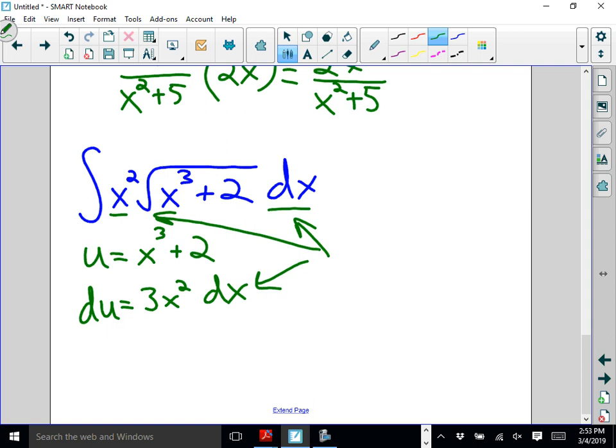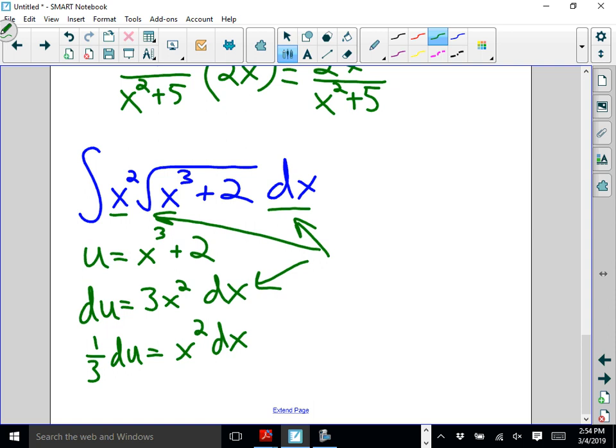What number could I multiply by that's going to get rid of the 3 and have it just be a 1? Well, the number I'm going to multiply by is 1/3. So I'm going to multiply both sides by 1/3. So I get 1/3 du equals x squared dx. That equation is still true because I multiplied by 1/3 on both sides. 1/3 times du is just 1/3 du. 1/3 of 3x squared dx is just x squared dx. Now it matches perfectly.